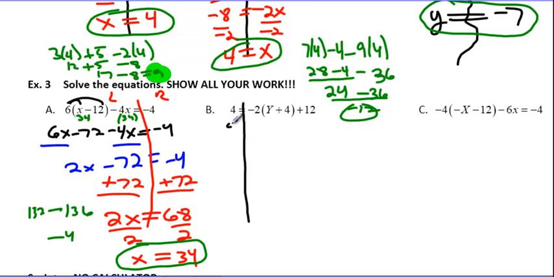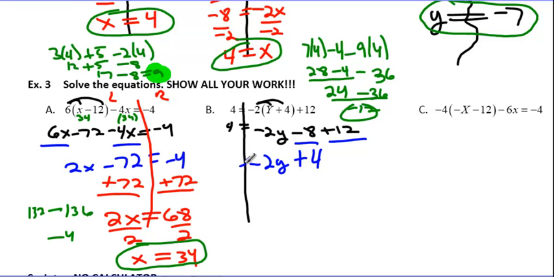Alright, once again, first thing to do, distribute. Be careful with that negative. This is negative 2y minus 8 plus 12. Again, notice the plus 12 doesn't change. Up next, let's collect our like terms. I have a negative 8 and a positive 12. Those are both constants, and all constants are like terms, so that's a 4.